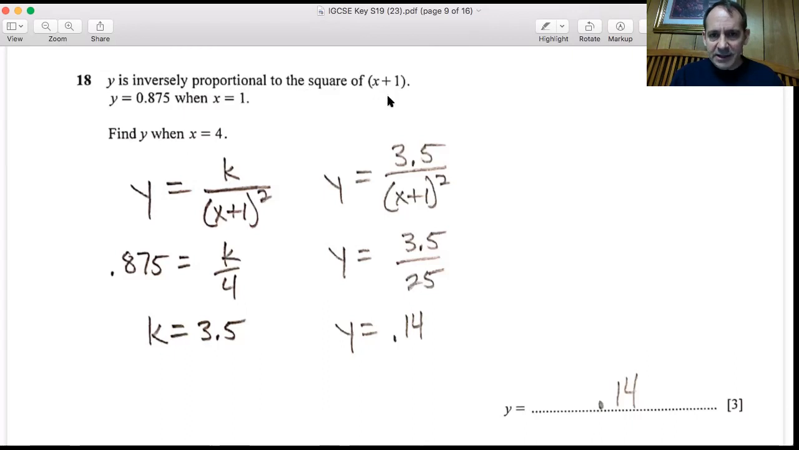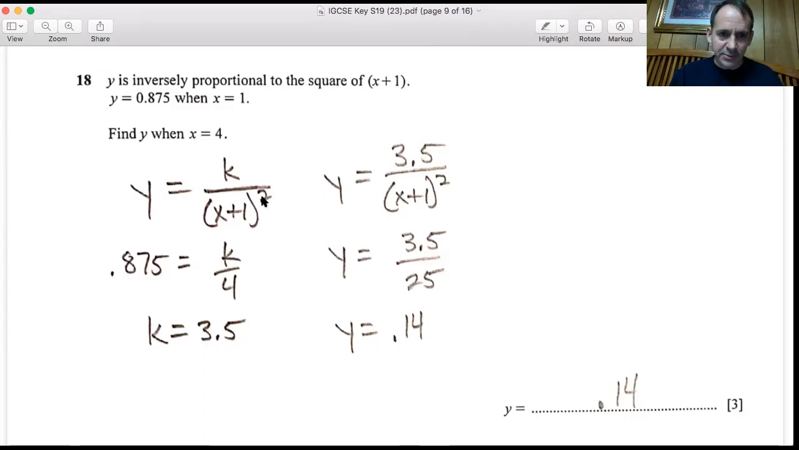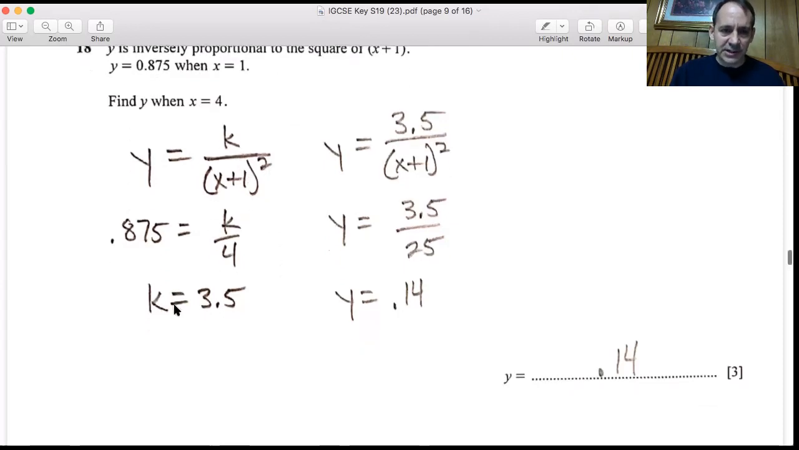Again, read carefully. This is the square of x plus 1. So some students get confused between square and square root. So this is the exponent. Square root's the radical. The square of x plus 1, so you have x plus 1 squared. So y equals k over x plus 1 squared. So the first set of numbers you're going to plug in here, you're going to solve for the k. We need to know what that proportionality constant is.